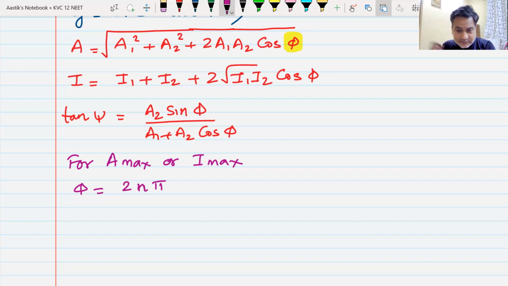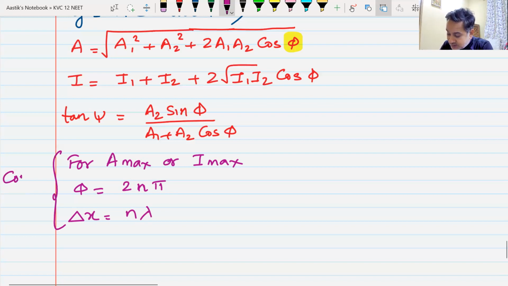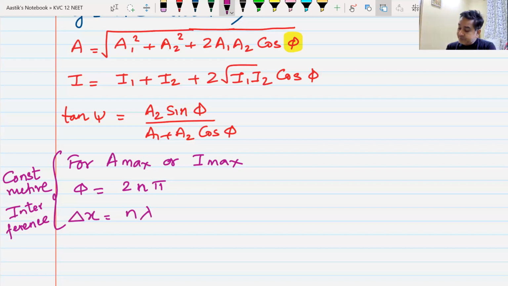This was basically the phase difference between the two. If I talk about the path difference for a 2n pi phase difference, the path difference will become n lambda. This type of interference where you get maximum amplitude is known as constructive interference.